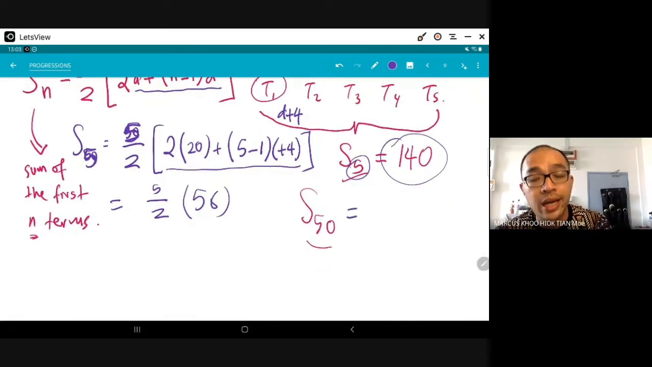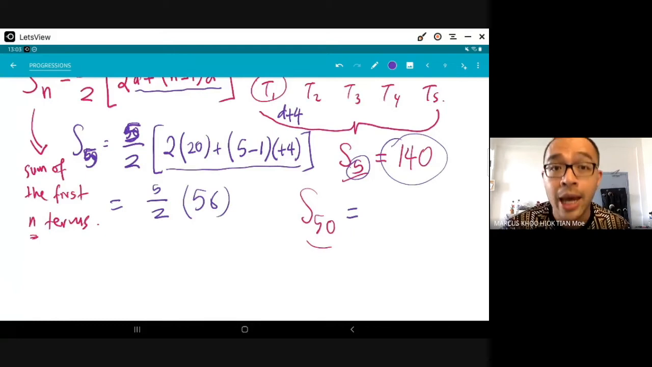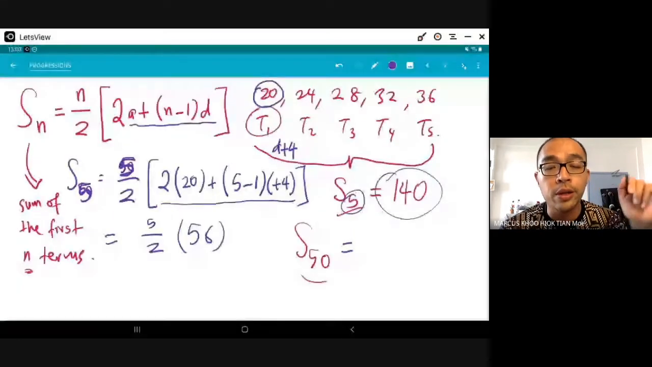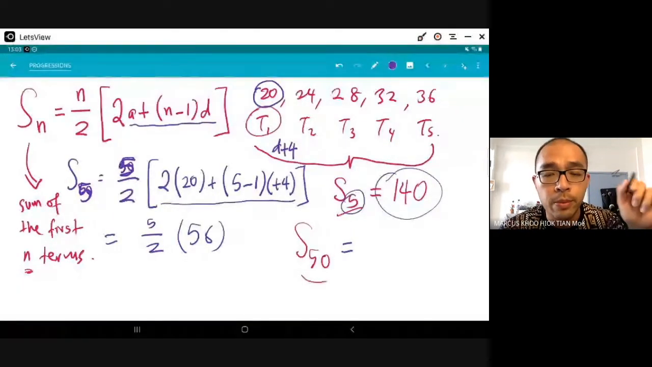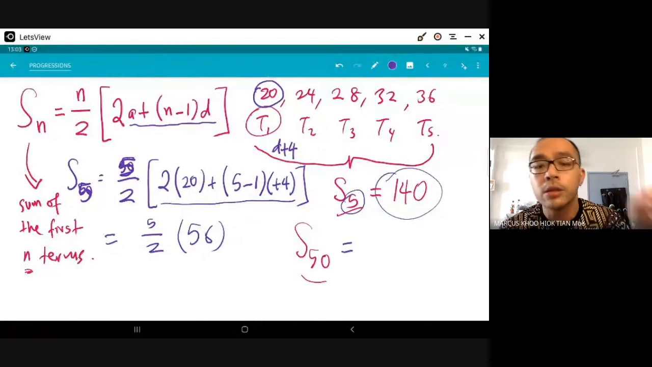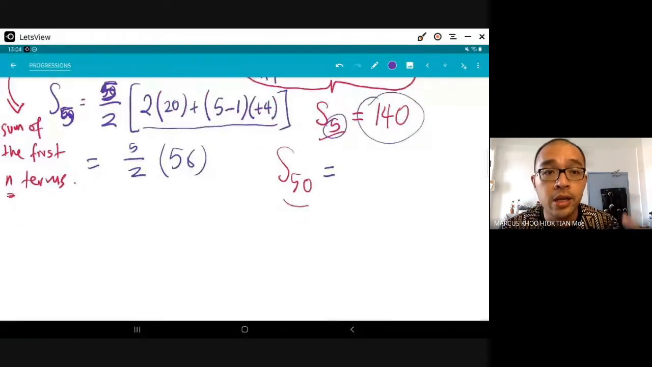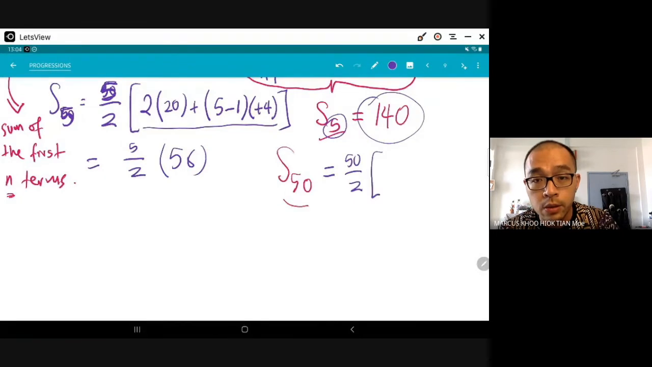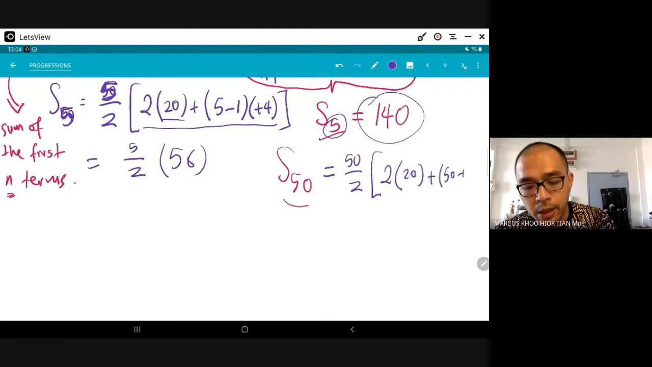Why don't you try to count S50? Okay, S50 adalah if we do it manually, can you do it manually or not? Actually, can. Can lah you, 20 plus 24 plus 28 plus 32 plus 36, sangat panjang lah. Tapi kalau kita pakai cara shortcut ini, cara yang memudahkan kita, is just 50 divided by 2, 2 darab, what is our first term? 20 kan? 20 plus 50 minus 1 times positive 4.